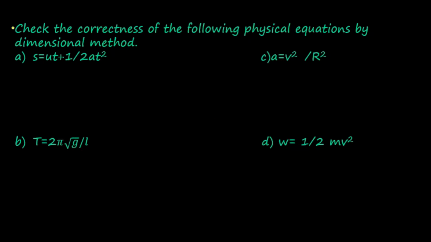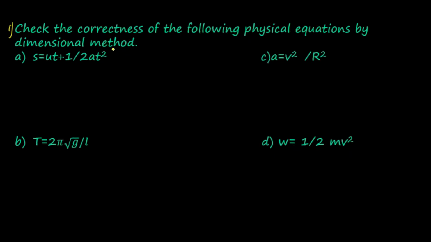This is the first question that we'll be doing. Check the correctness of the following physical equations by dimensional method. We use the principle of homogeneity in order to check the correctness of a physical equation. We first analyze the equation, find out the basic fundamental quantities there and their dimensions. If the dimensions on the left hand side and right hand side are same, then the physical equation is correct.